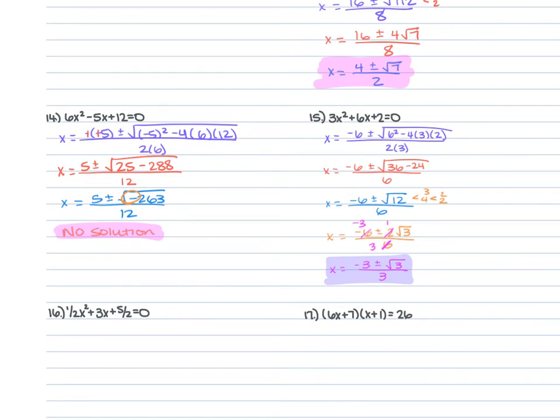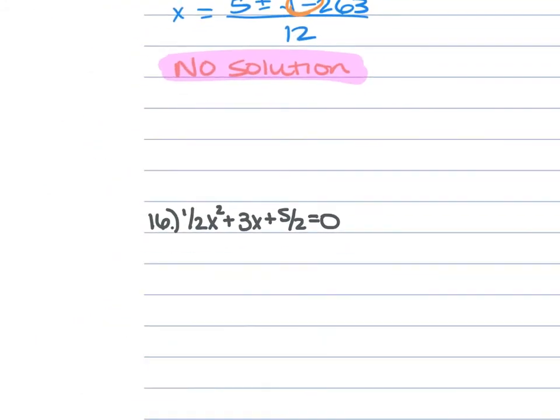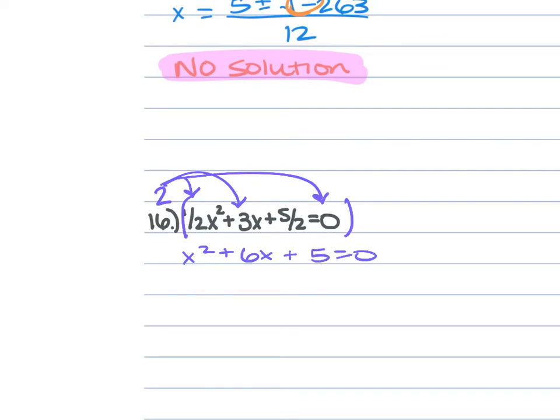For 16, we have 1/2 x squared plus 3x plus 5 over 2 is equal to 0. So what I'm going to do is get rid of my fractions. I'm going to multiply this entire equation by my least common denominator, which is 2. So I'm going to distribute this in. We're going to have x squared plus 6x plus 5 is equal to 0. I'm just going to factor this one because my factors of 5 that add up to be a 6 are 1 and 5. So this is going to be x plus 1 times x plus 5 is equal to 0.